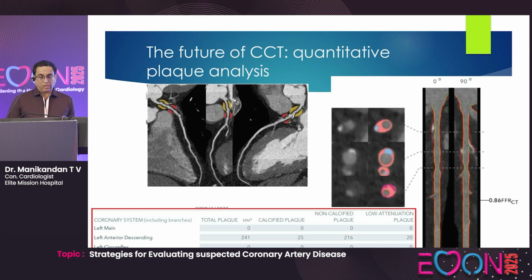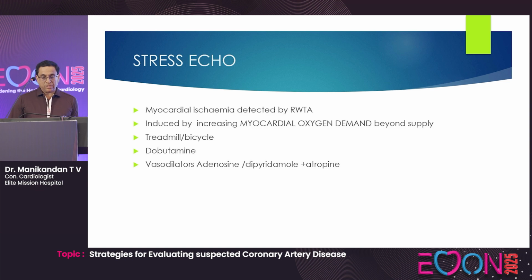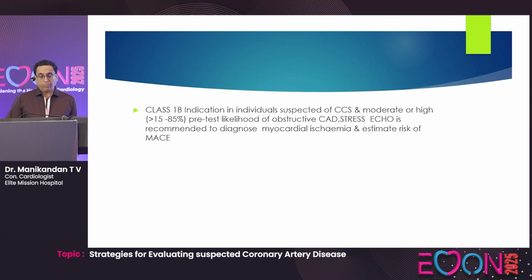Functional imaging, all these four categories. Stress echo detects regional wall thickening abnormalities induced by increased myocardial oxygen demand, which may be due to exercise, dobutamine, or vasodilators. It is a class 1B indication in individuals suspected of chronic coronary syndrome with moderate or high probability for CAD. Then stress echo is recommended to diagnose myocardial ischemia and estimate risk of MACE.